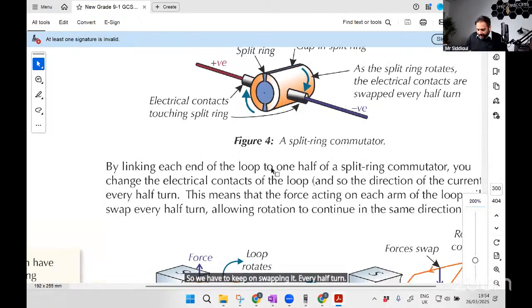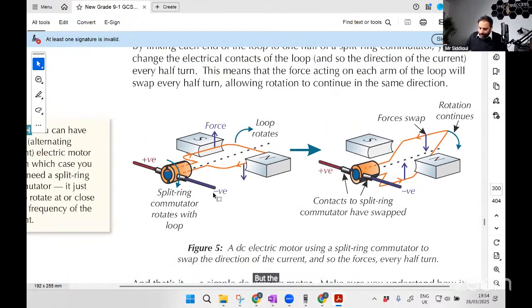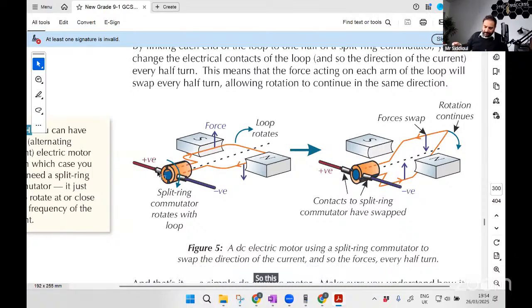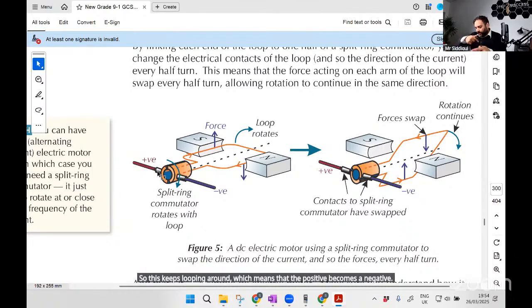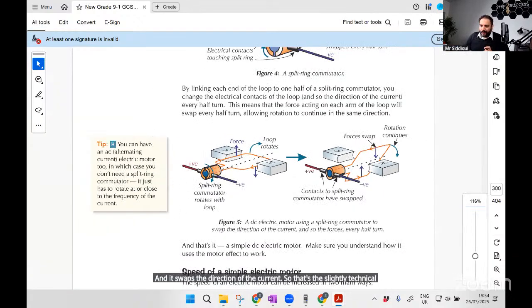And so this diagram does not show this very well, but the idea is that we continue to rotate because this thing keeps on changing the direction the current is flowing, and mainly because this keeps looping around as well. So this keeps looping around, which means that the positive becomes the negative, and it swaps the direction of the current. So that's the slightly technical part of that.